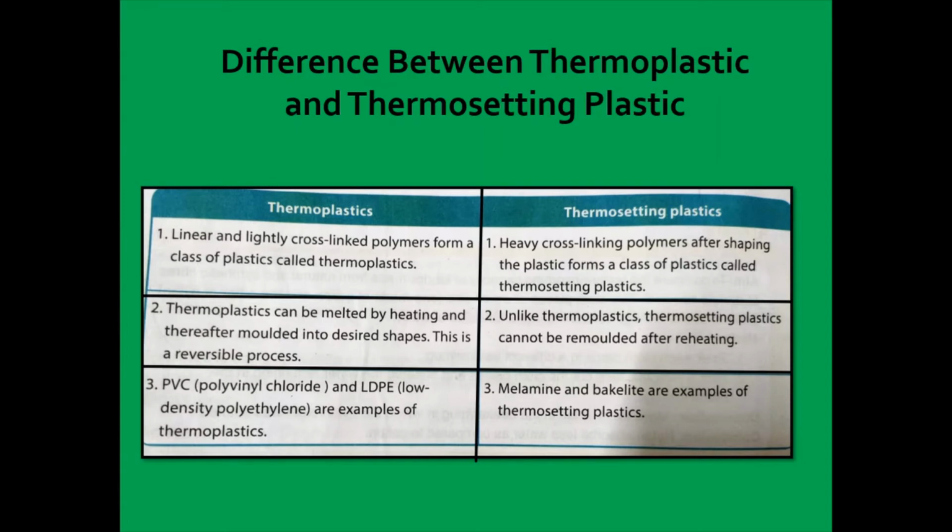Unlike thermoplastics, thermosetting plastics cannot be remolded after reheating. PVC, that is polyvinyl chloride, and LDPE, low density polyethylene, are examples of thermoplastics. Melamine and bakelite are examples of thermosetting plastics.